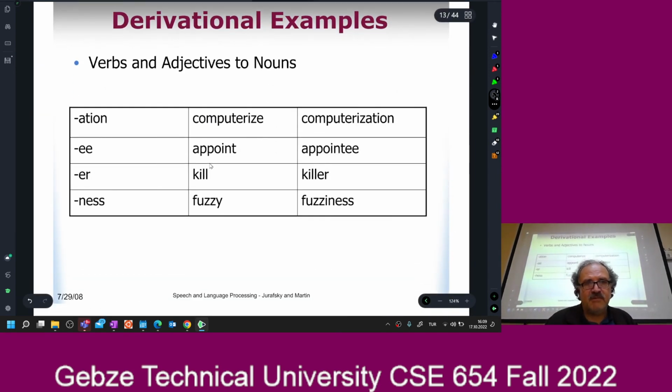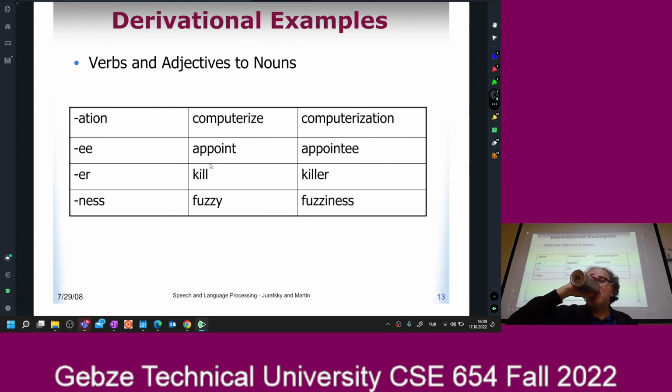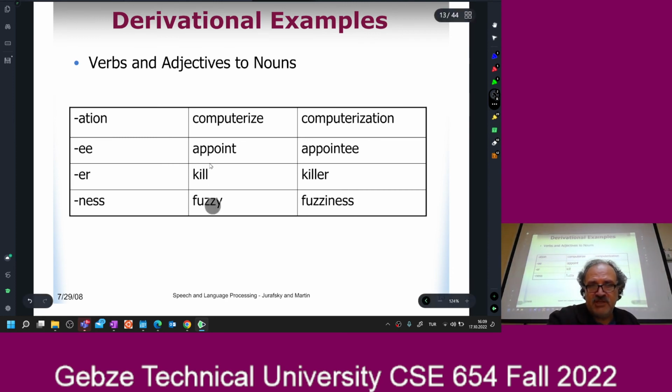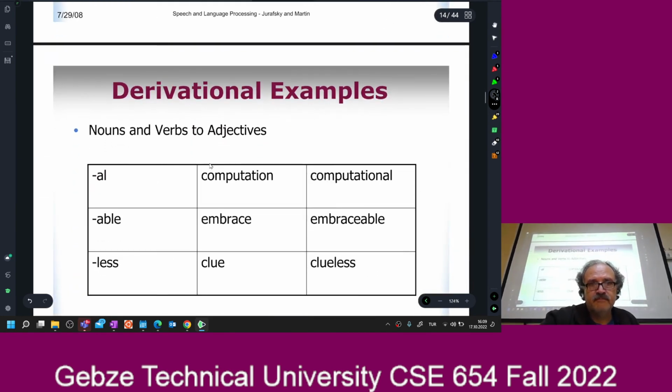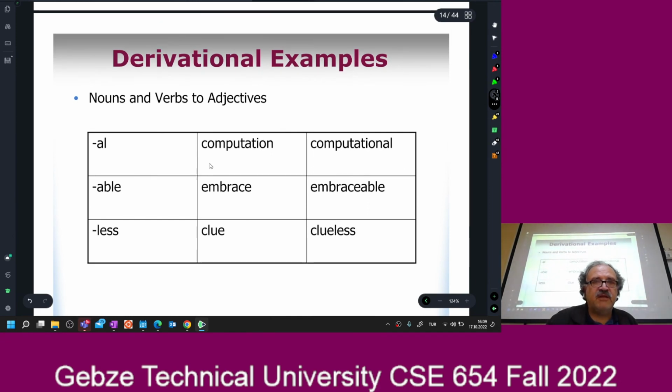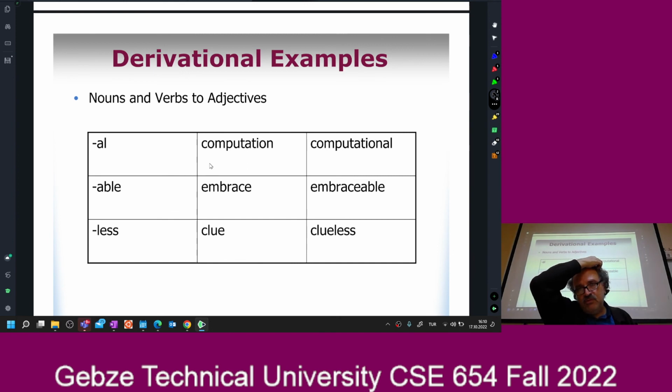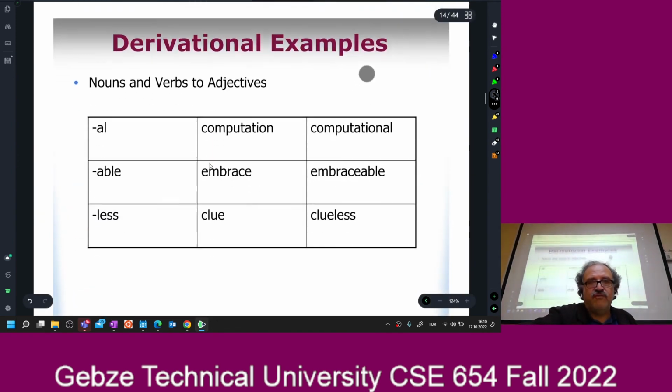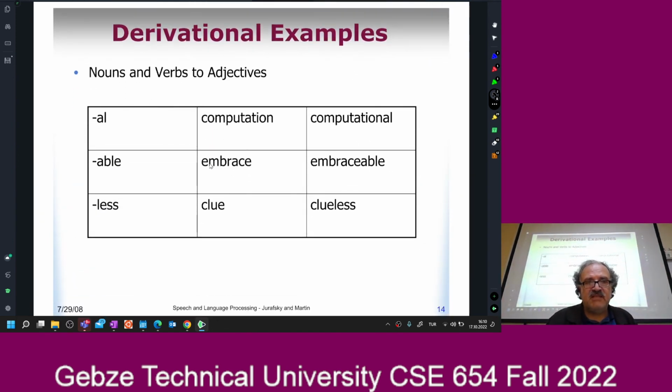And these are some examples. Verbs and adjectives to nouns. Okay. So from adjective to noun, verb to noun, verb to noun, verb to noun. Okay. Nouns and verbs to adjectives. In Turkish we have these kinds of examples too. Changes from language to language, obviously. But in English they have this stuff.